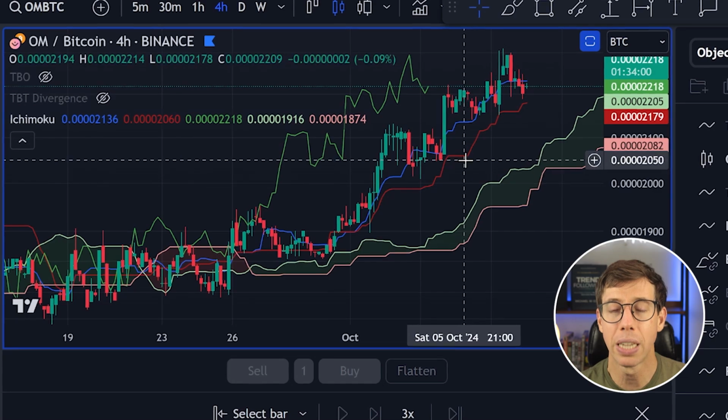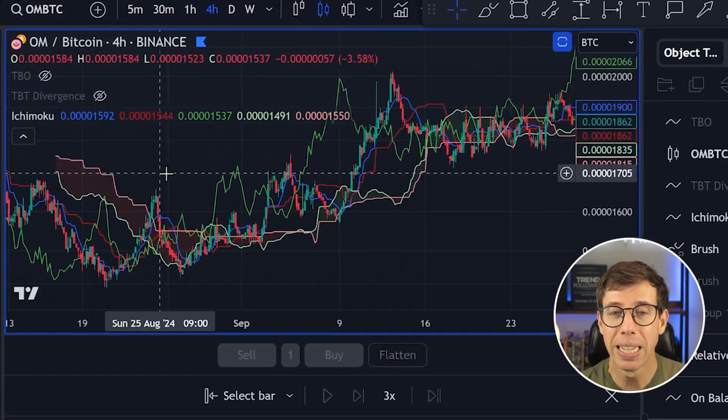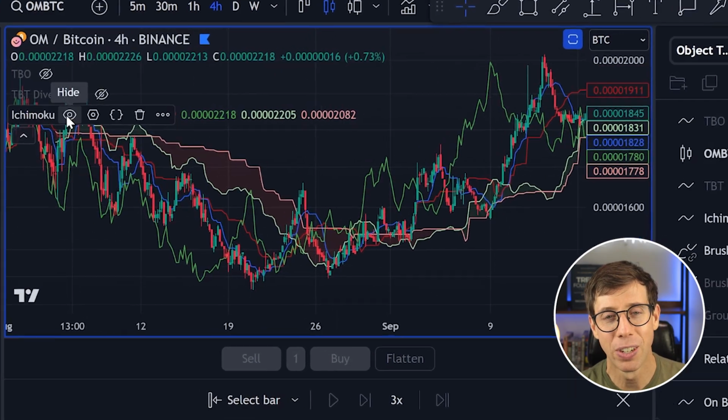But again, we want to be scientific about it. We want to be measuring and we want to see how well it's responding. Now, with that said, there's a lot of lines in here. It's kind of difficult to see the price.